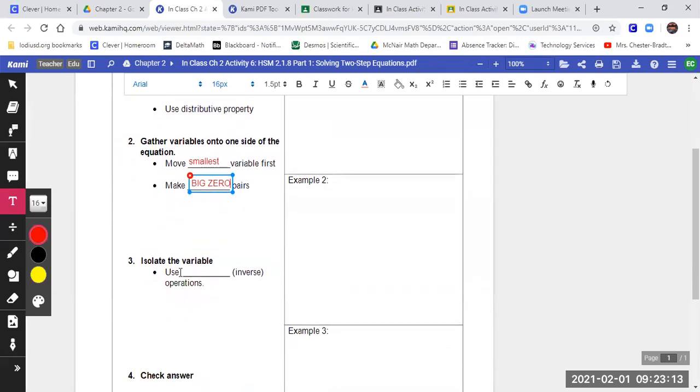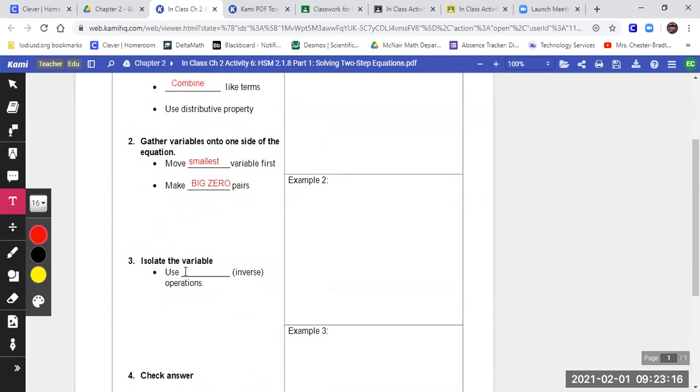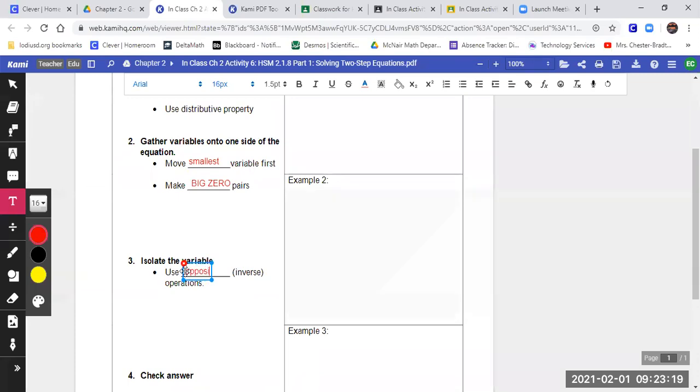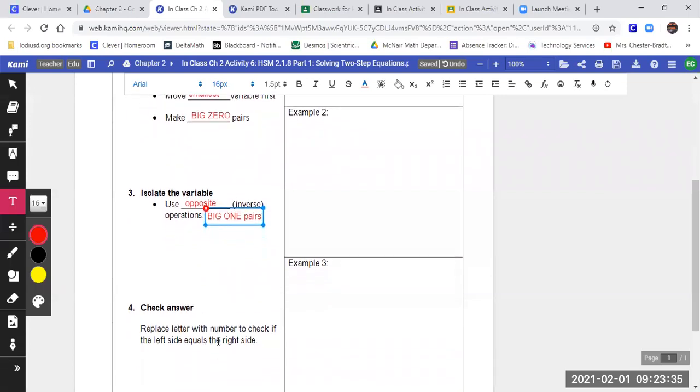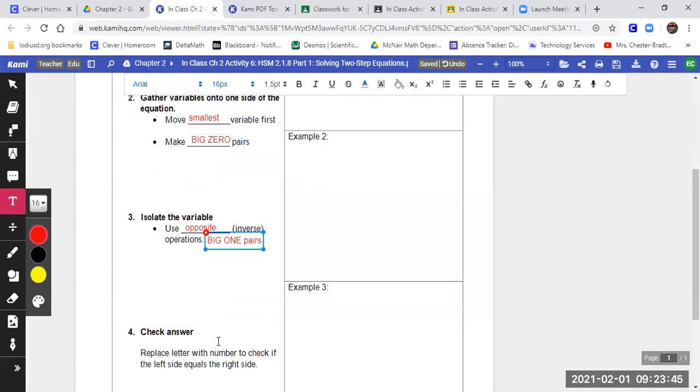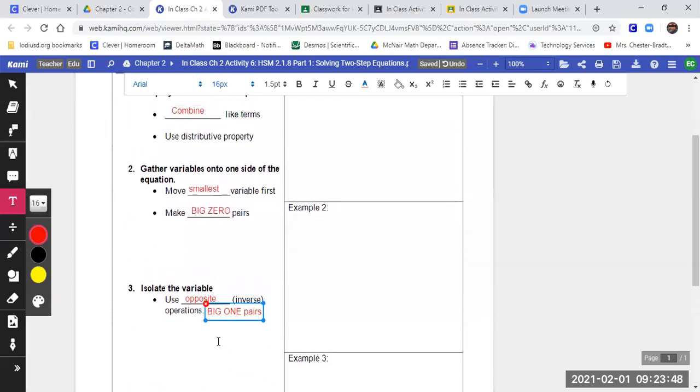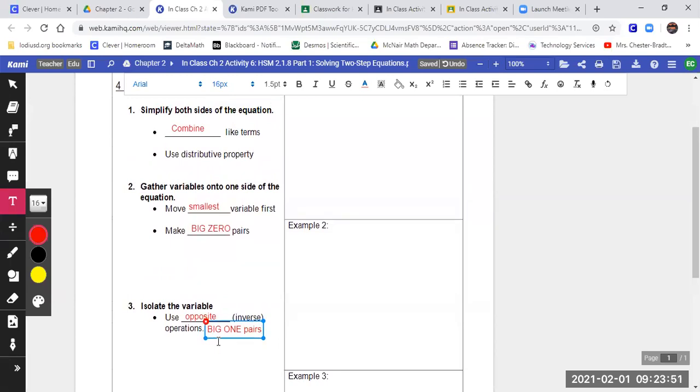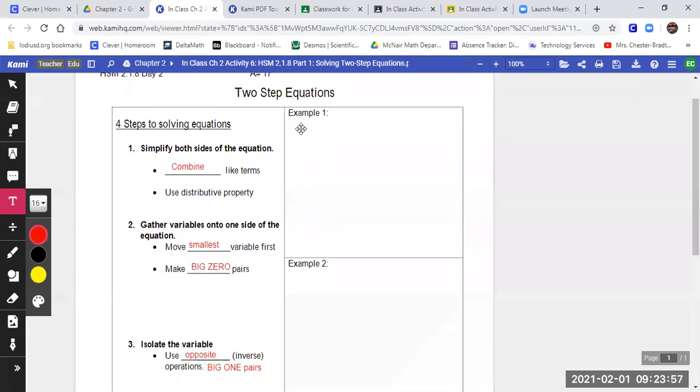Then we're going to isolate the variable using the opposite, which means inverse operation. This is where we make the big one. That's the step where we make big one pairs, okay? And then we check our answer by replacing the letter with its value and seeing if it balances. We've already done this a little bit, but we only did one step, not two. So we're going to do some examples together.